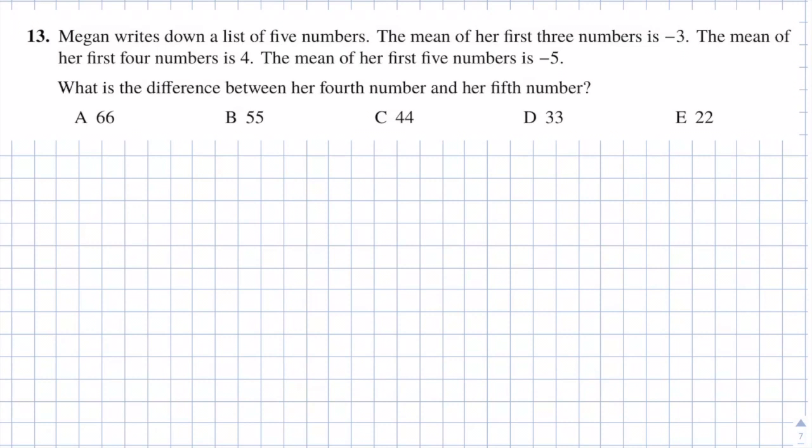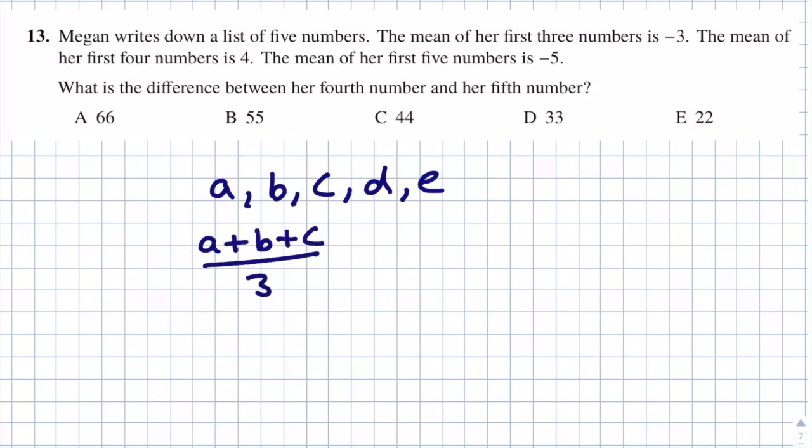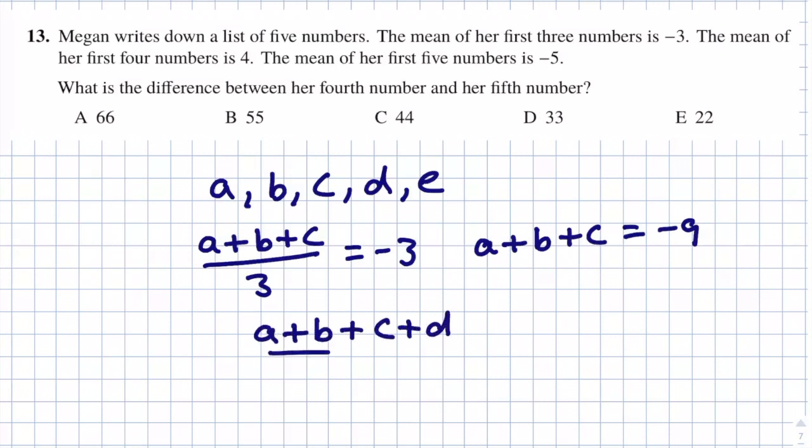Okay, so if we represent these first 5 numbers with the letters A, B, C, D, and E, well, we know that the mean of the first 3 numbers is A plus B plus C, all divided by 3, equals minus 3. So we multiply both sides by 3, and we get A plus B plus C equals minus 9. Okay, and the mean of her first 4 numbers is 4. So A plus B plus C plus D, all divided by 4, is going to equal 4.